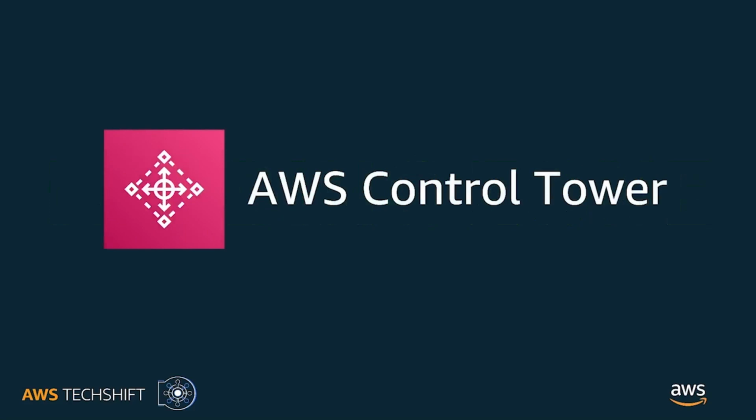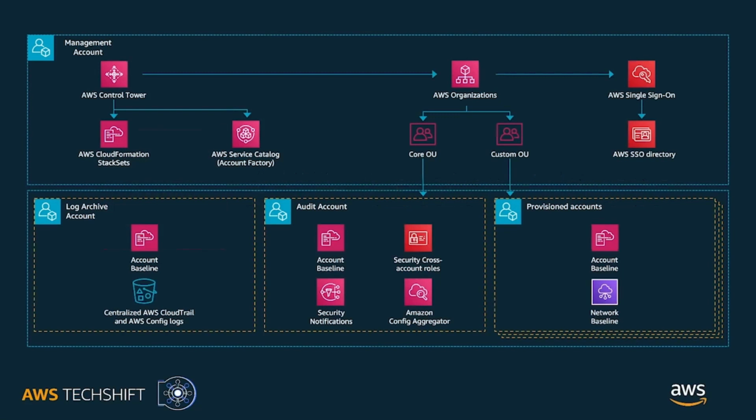To help customers quickly establish a multi-account landing zone following AWS best practices, we created a service called AWS Control Tower. Control Tower automates the work involved in setting up a landing zone. Control Tower is opinionated guidance on what the landing zone should look like, delivered as a service in the console developed by AWS. Control Tower takes best practices and makes it very simple to deploy all of these automatically.